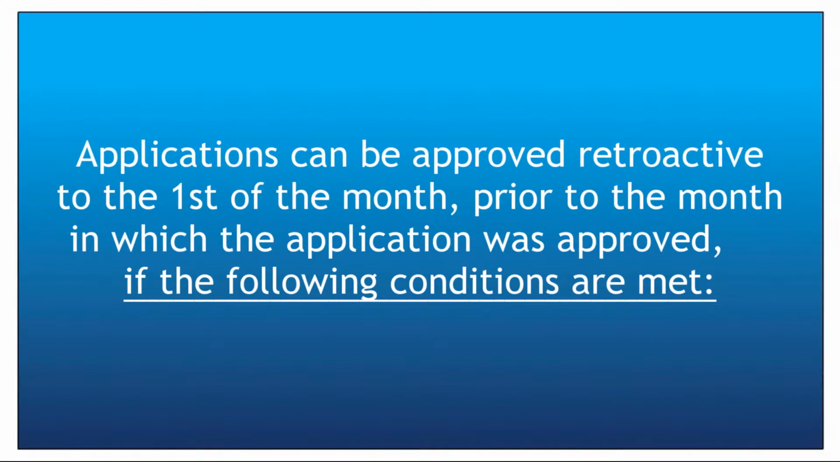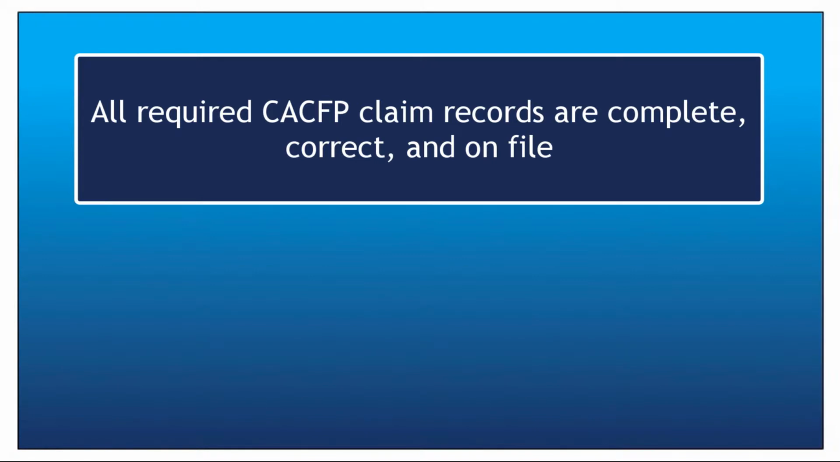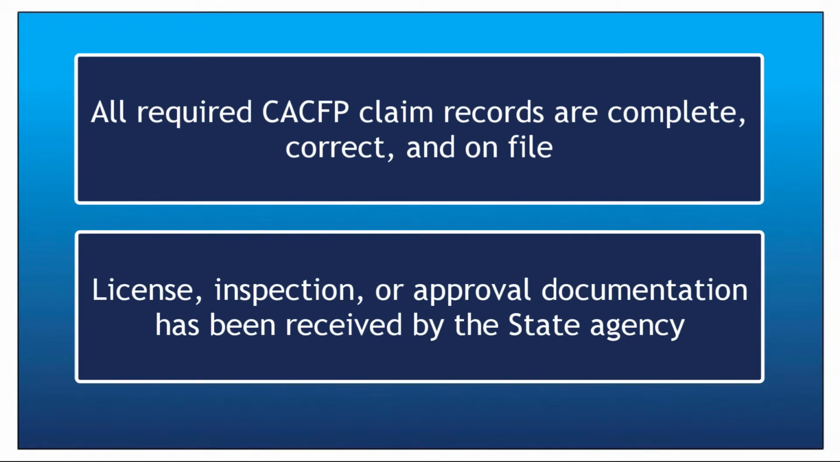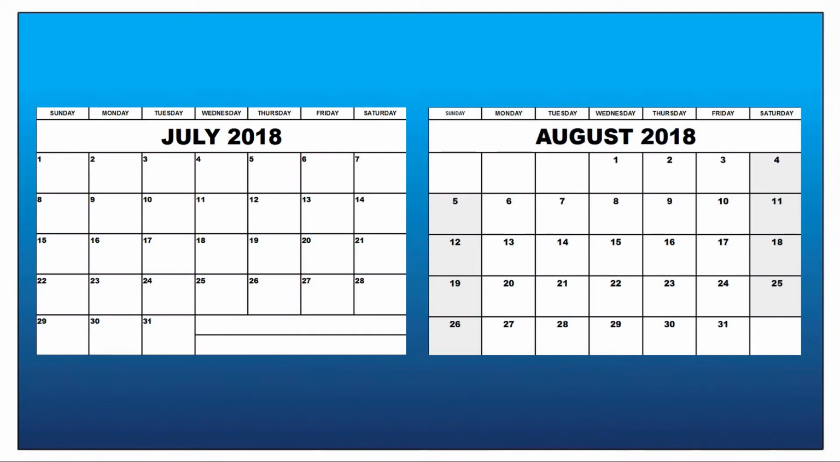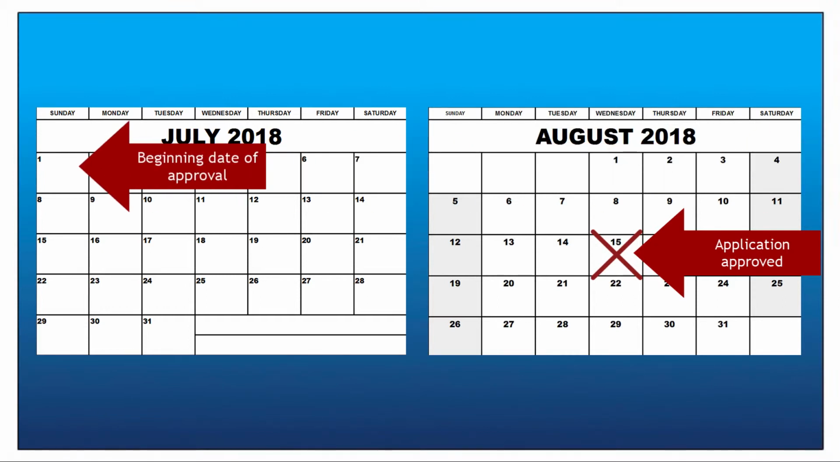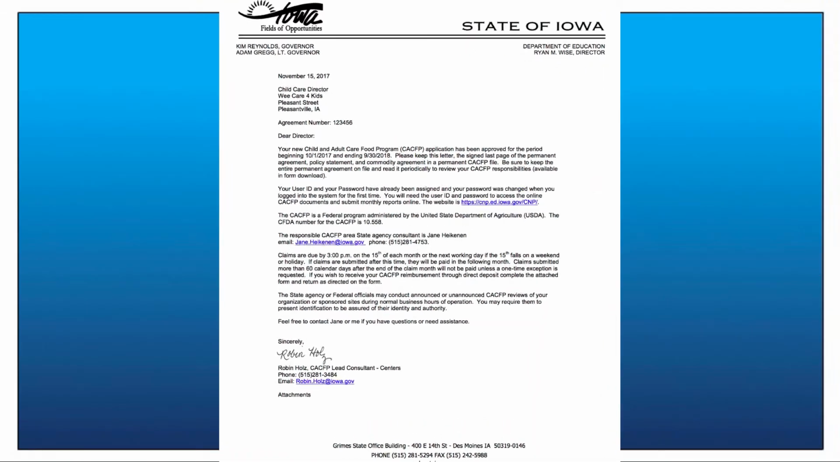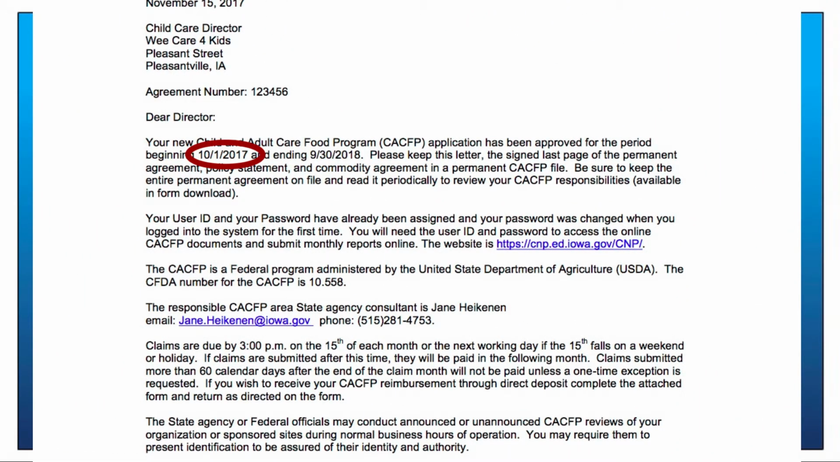Applications can be approved retroactive to the first of the month prior to the month in which the application was approved, if the following conditions are met. All required CACFP records are complete, correct, and on file, as documented at the pre-approval visit, and license, inspection, or approval documentation has been received by the state agency. For example, if an application is approved on August 15th and all of the required conditions have been met, the beginning date of approval can be as early as July 1st. Centers can begin claiming meals starting on the effective date stated in the CACFP approval letter.